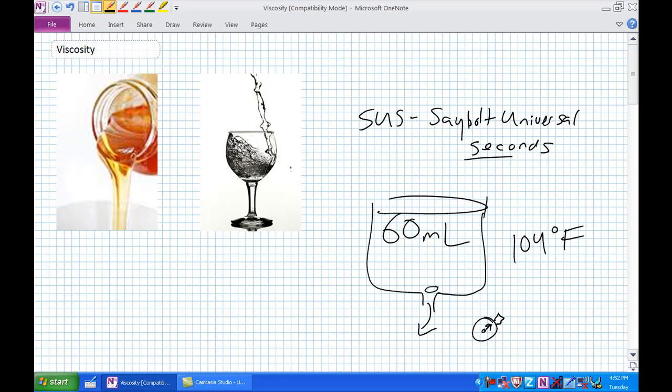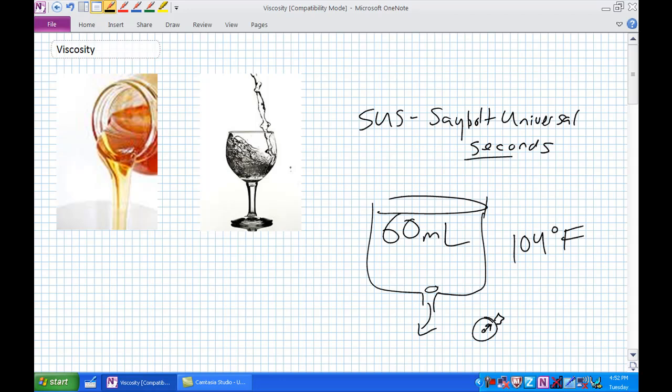Okay, so let's say 60 milliliters of honey. It takes, just randomly, 100 seconds to come out. You know, water, same 60 milliliters, it would probably take 50 seconds to come out. So thereby, honey is a viscous substance, a more viscous substance.